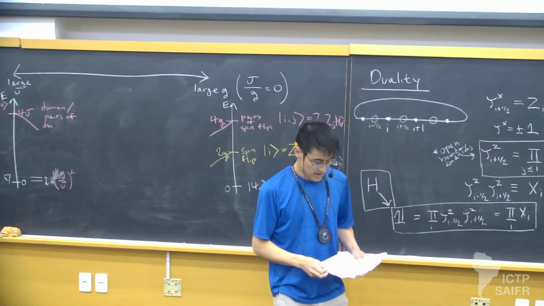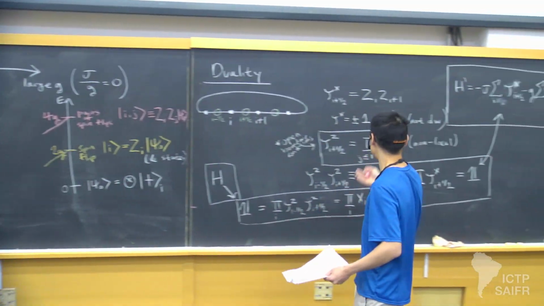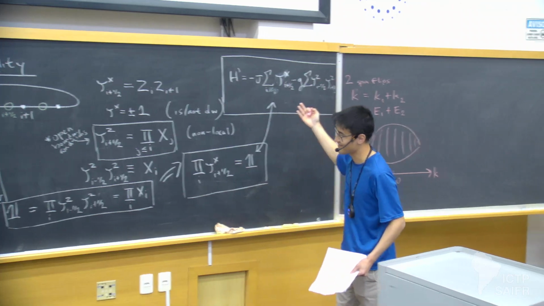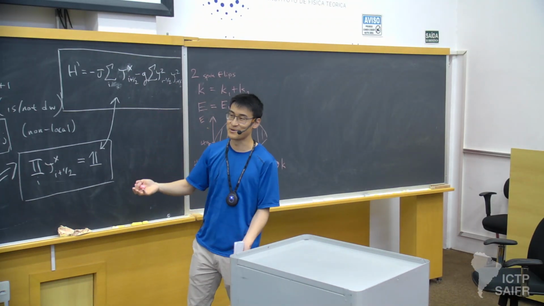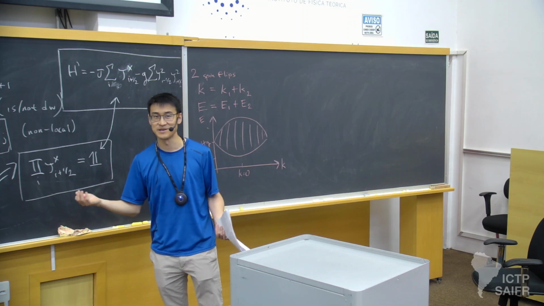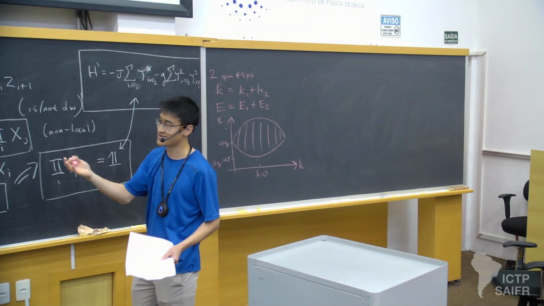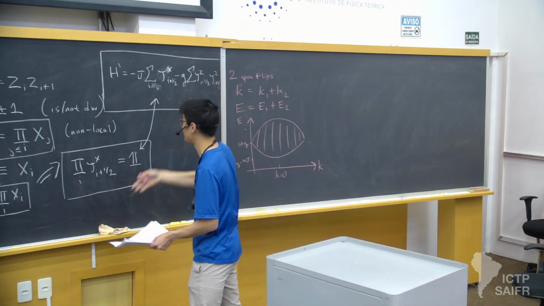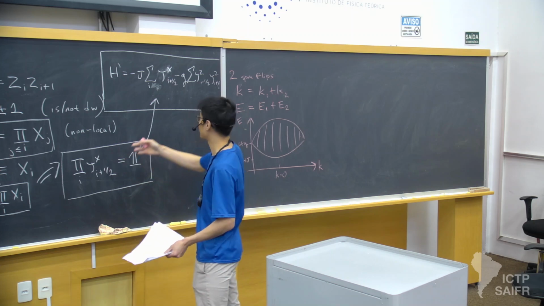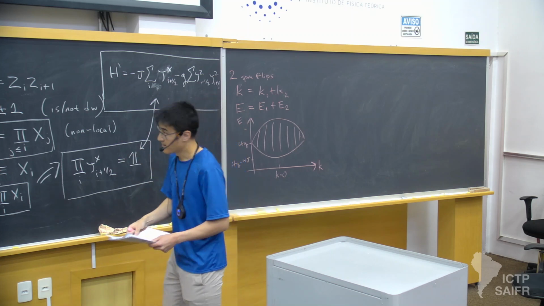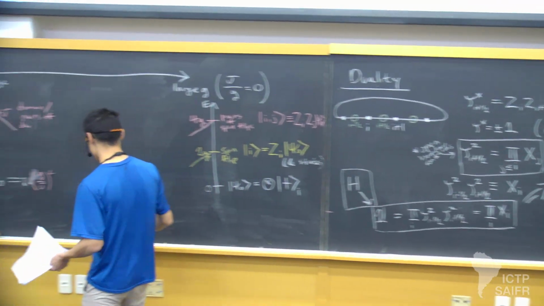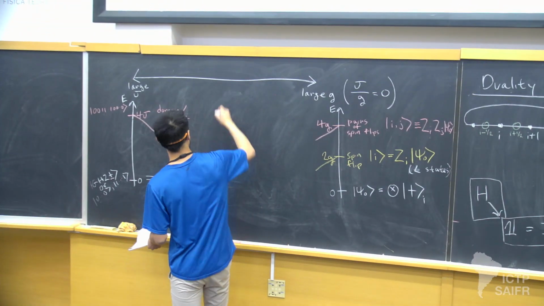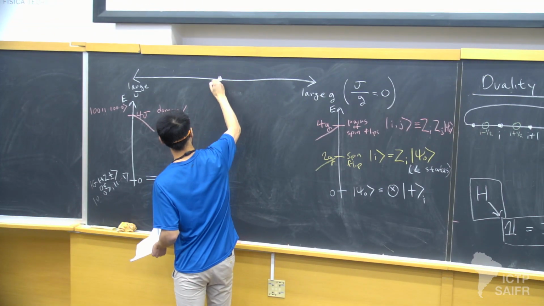However, what this duality suggests is that something drastic will happen when J equals G, right? When J equals G, then you have a self-duality, right? ZZ, X goes to X, ZZ. And that suggests that something drastic will happen right in the middle where J equals G.